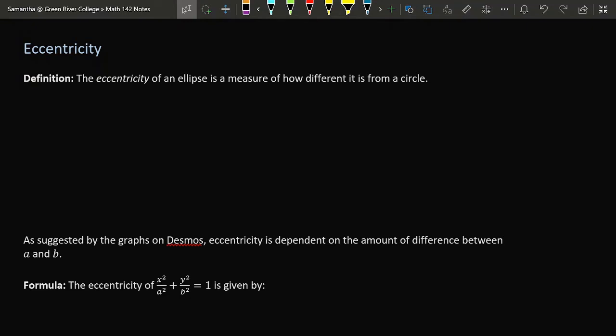And if we want to figure out exactly how stretched an ellipse is as compared to a circle, we use a number which is called eccentricity. The eccentricity of an ellipse is a measure of how different that ellipse is from a circle, how stretched, how squashed the ellipse is compared to a normal circle.